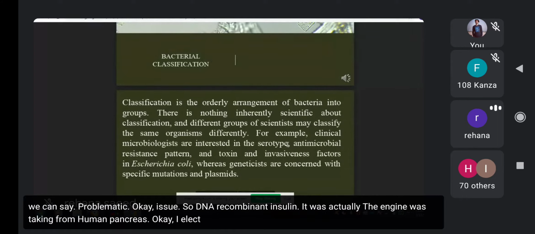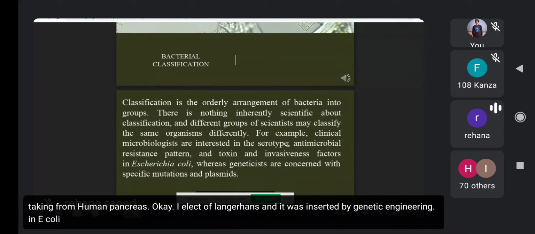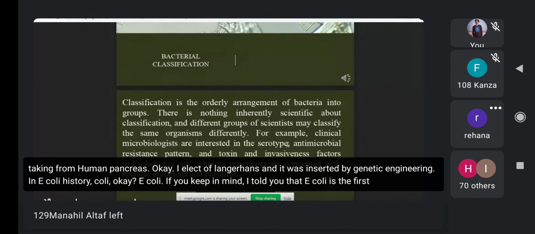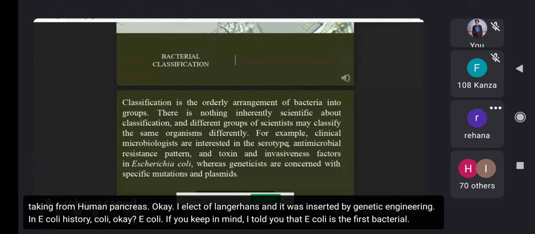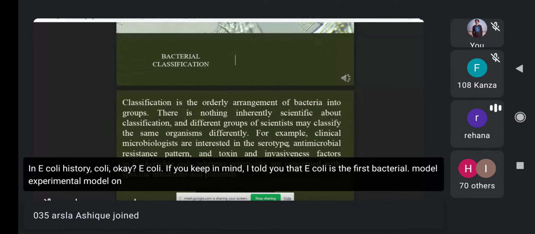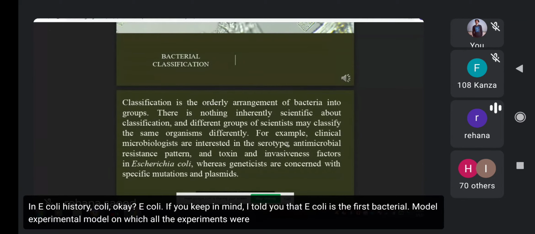Langerhans, and it was inserted by genetic engineering in E. coli, Escherichia coli. If you keep in mind, I told you that E. coli is the first bacterial model, the experimental model on which all the experiments were carried out, and E. coli has served a lot.